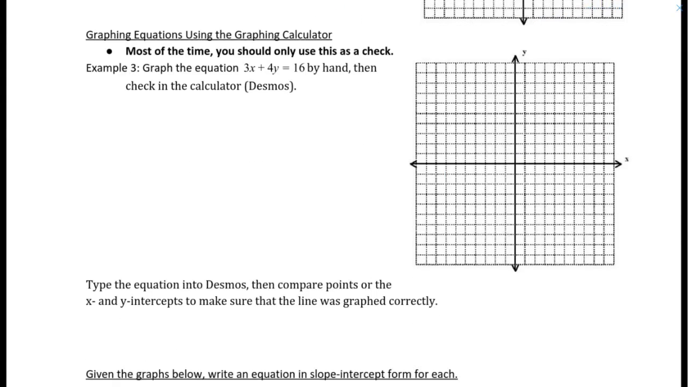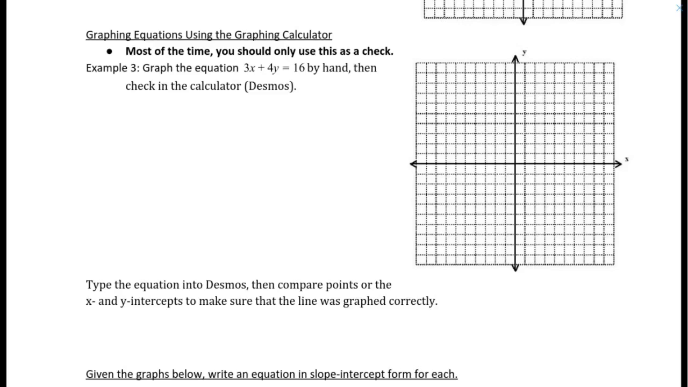All right, so taking a look at the next one, we're going to go ahead and graph equations using the graphing calculator. Now, really, this should only be used as a check. So we want to go ahead and draw our graph on paper by hand, and then we'll use Desmos to check that to make sure that we actually graphed that correctly.